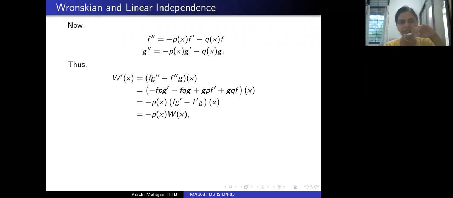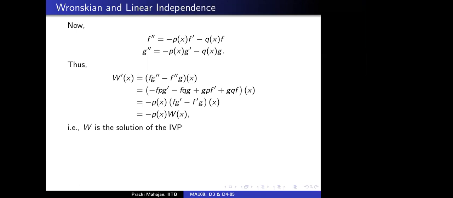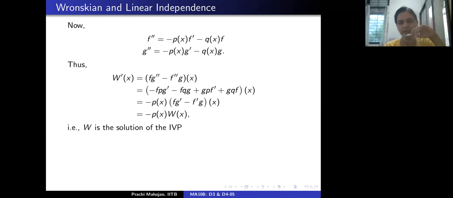I will end up with the following: the derivative of the Wronskian at the point x, which is by definition f times the second derivative of g minus the second derivative of f times g at the point x, turns out to be the same as minus p of x times the Wronskian of the functions f and g evaluated at the point x. Is that okay? Everybody with me up till this point? Yes, ma'am.